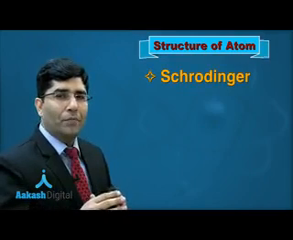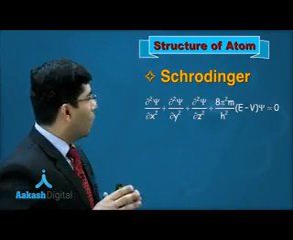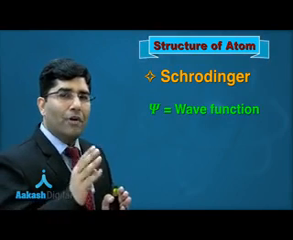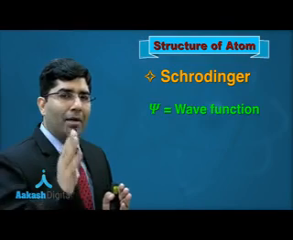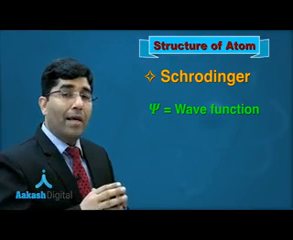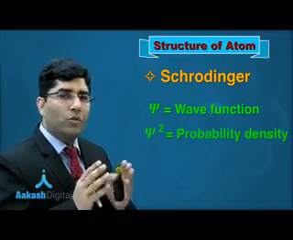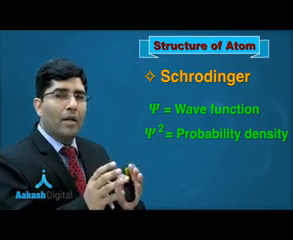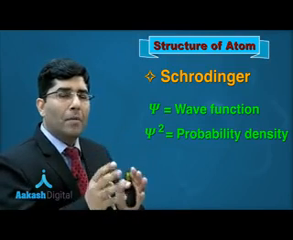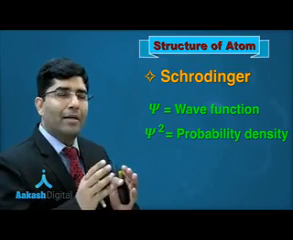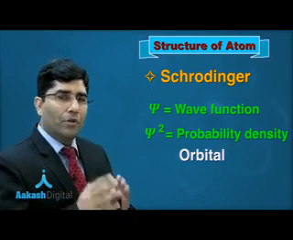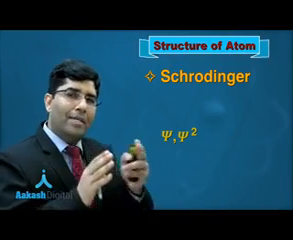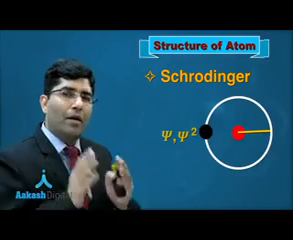Then came Schrödinger. Schrödinger gave the Schrödinger wave equation. Find the value of xi. Xi is the wave function. The wave function is the amplitude of the electron wave, and if you find the value of xi square, that will give you the region where the probability of finding the electron is maximum, and that region is called an orbital. So let's see how xi square varies with distance as we move far away from the nucleus.